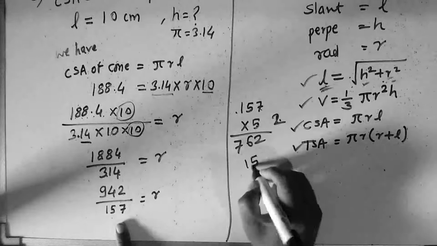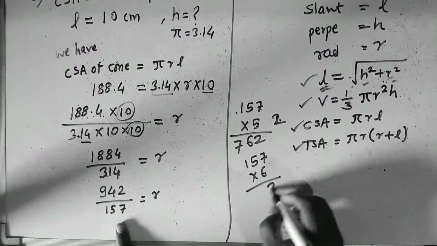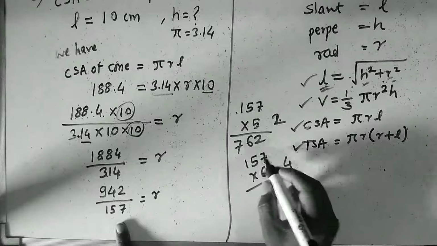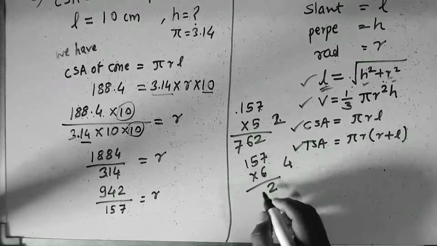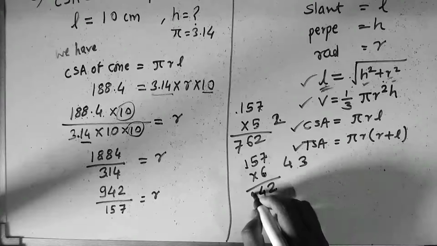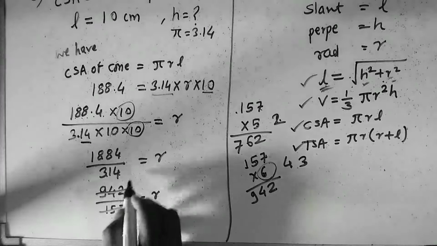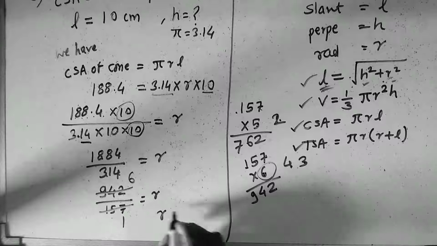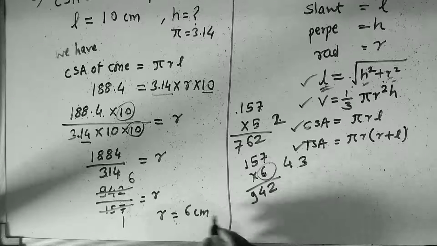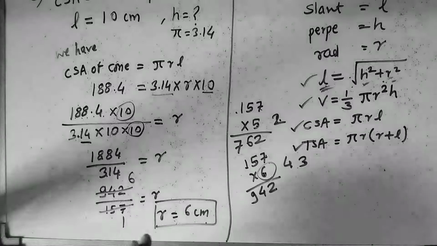Now let's divide it by 6. 6 7s are 42, carry 4, 6 5s are 30 plus 4, 34, carry 3, 6 1s are 6 plus 3, 942. See, it is divisible by 6. So 157, 6 times. So R value is 6 centimeter. Unit is very important, remember. So I got it.